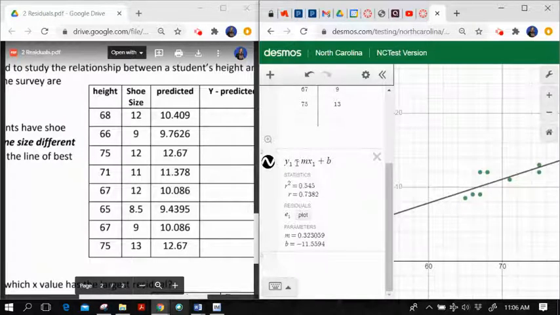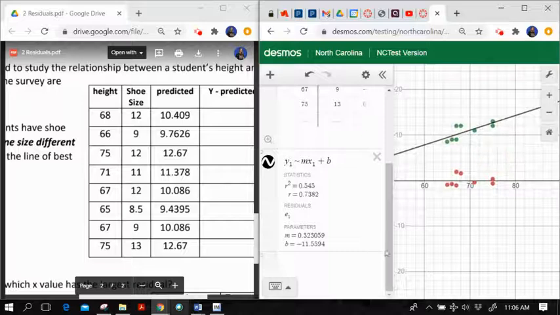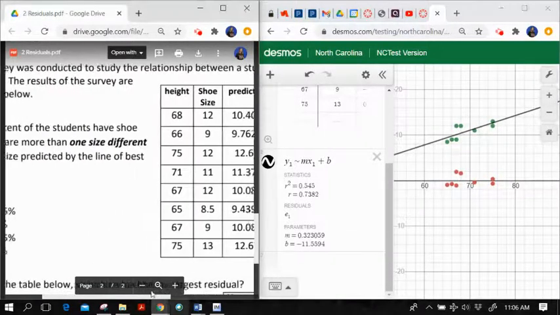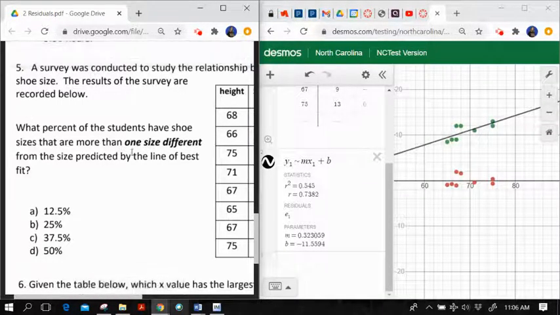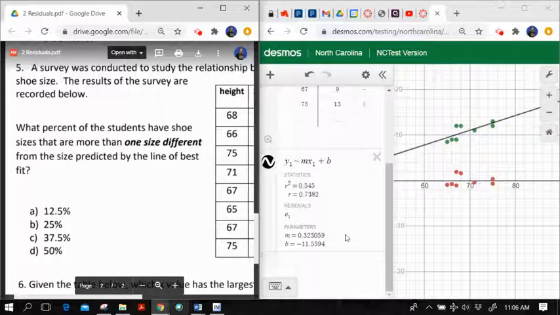Again, I typed in this same equation, and now it is giving me all the information that I need to write the equation of the line and to discuss the correlation coefficient. But now what I really need is the residuals. So click plot residuals, and here's where they show up down here in red. So the original points are here, the residual plot is here. Okay? Now let's come back and look at what our question was. What percent of students have shoe sizes that are more than one size different? So more than one size means I'm looking for numbers greater than 1.